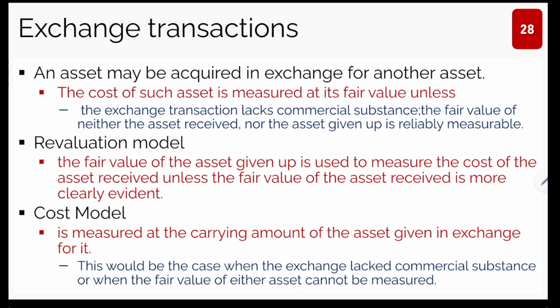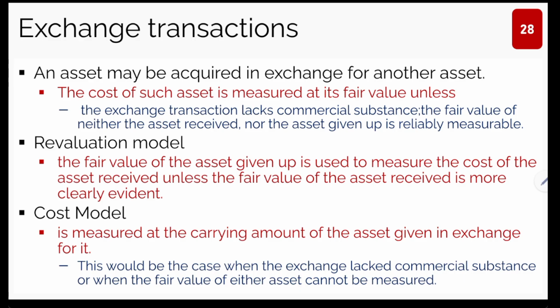So we say, when there is an exchange, we actually use the cost of the asset, and we use the fair value of the asset. But when that cannot be determined, maybe because it lacks commercial substance, if the fair value of neither the asset received nor the asset given up is reliably measured, then normally we're going to be using the cost of the asset. But depending on the method we're using, if you're using the revaluation method, of course, you're going to be valuing the fair value of the asset that was given up. Please, it has to be the one given up.